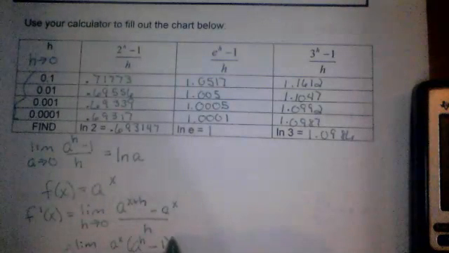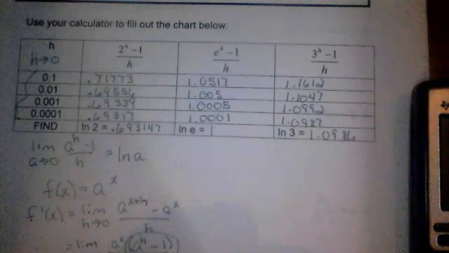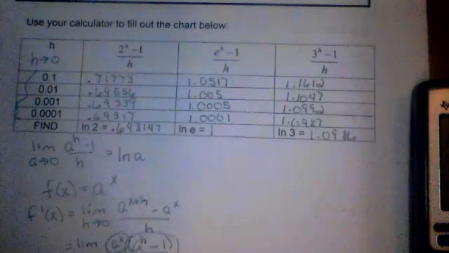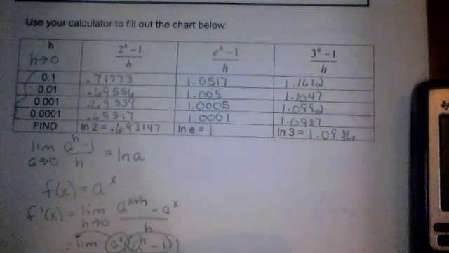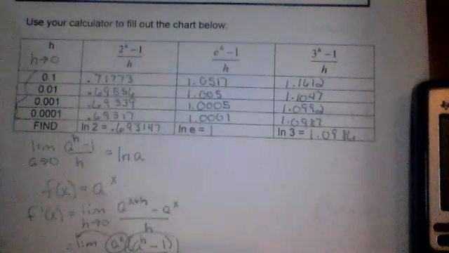Well, we already know that this portion, as I take the limit as h approaches 0, is going to get close to ln of a. This is a number raised to a power not associated with h, so I actually could pull it to the front and I would have a to the x times ln of a. So my derivative equals a to the x ln of a. That's where my derivative rule comes from.